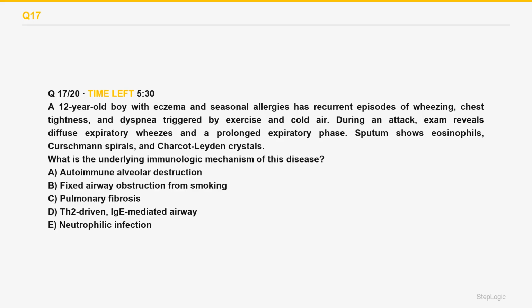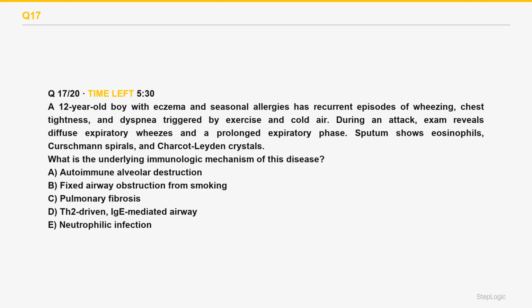What is the underlying immunologic mechanism of this disease? A 12-year-old boy with eczema and seasonal allergies has recurrent episodes of wheezing, chest tightness, and dyspnea triggered by exercise and cold air. During an attack, exam reveals diffuse expiratory wheezes and a prolonged expiratory phase. Sputum shows eosinophils, Curschmann spirals, and Charcot-Leyden crystals.